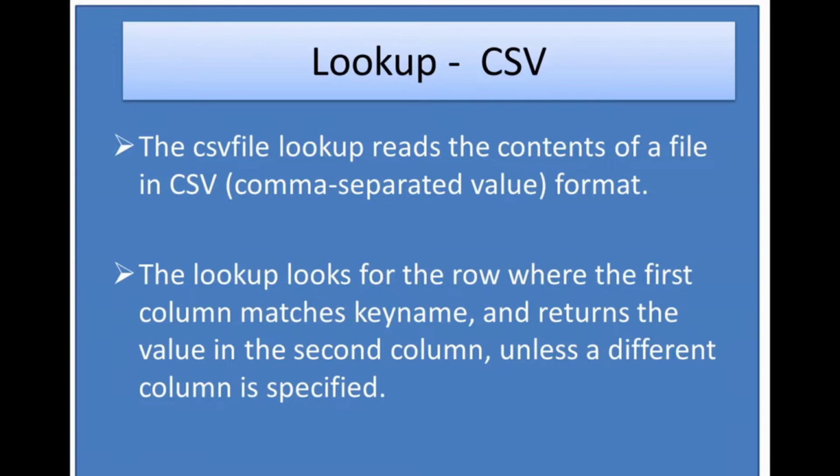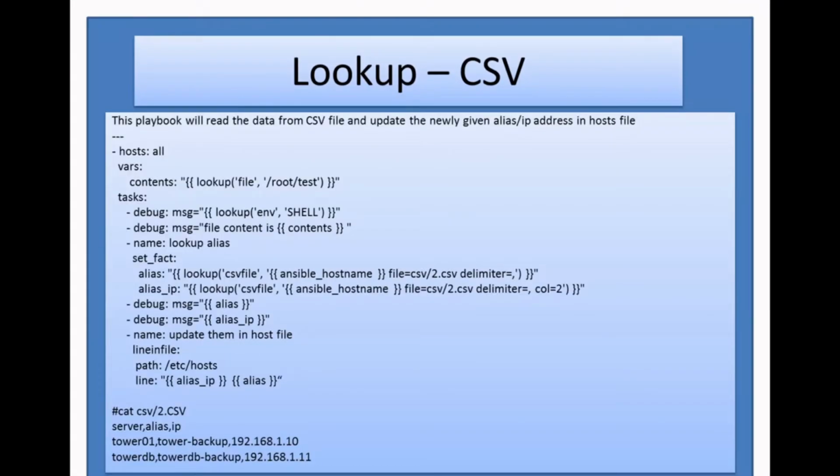So the CSV lookup takes 3 conditions. You need to give the key, and if the key matches, you return the second column value, unless you specify which column value you need. Let's see the example, so we'll have more clarity on this. This is my CSV lookup example.